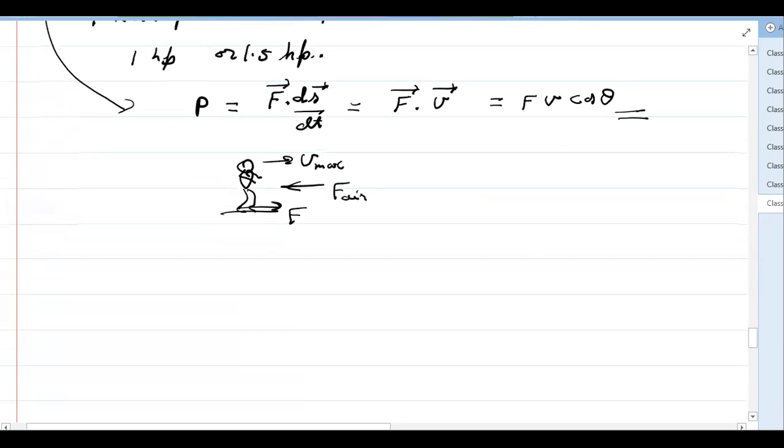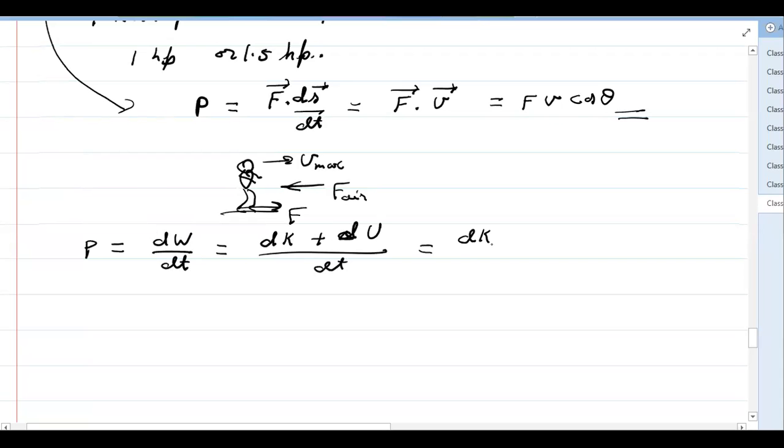Suppose we elaborate this further, and power is given by what? Power is given by work per unit time. And now work we can write as what? Change of kinetic energy plus change of potential energy. Suppose this work is being done by some machine, from outside, so this is external work. So we can write dW as dK plus dU divided by dt. So we can write dK by dt plus dU by dt.